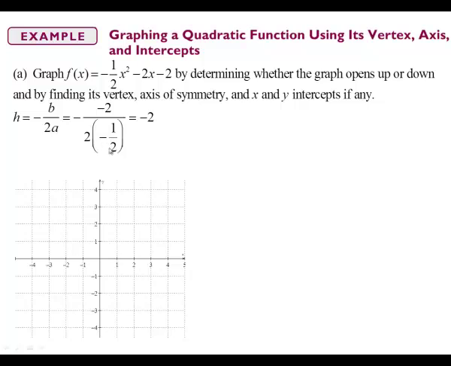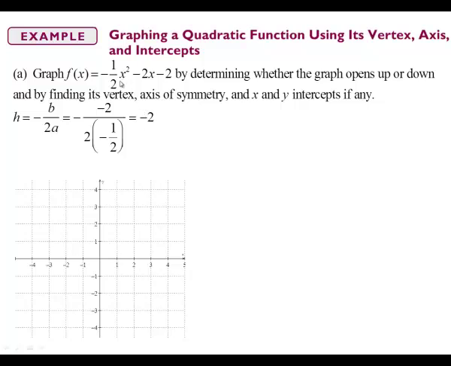Well, the 2's can cancel here, and we get negative 1. And those two negatives cancel, but we still have this negative, so it's still going to be negative 2 over 1, or just negative 2 for our axis of symmetry. Okay, but we need to find the y coordinate for our vertex, so what do we do?